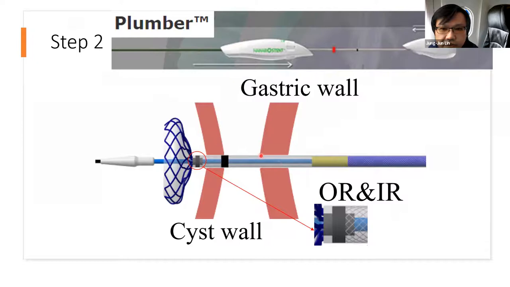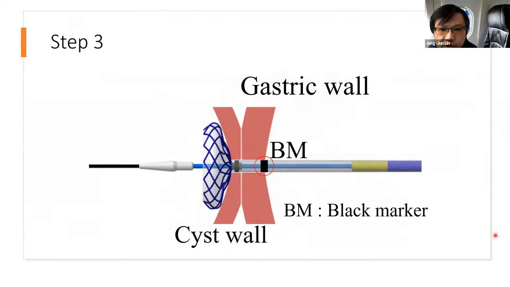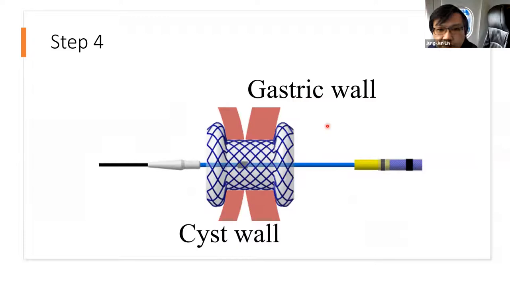Then pull back the sheath and the scope backward until the black marker is seen in the endoscopy view. After the black marker is seen, the second flange can be deployed to open in the stomach. Finally, remove the delivery device gently.